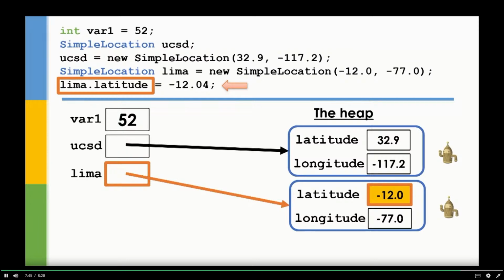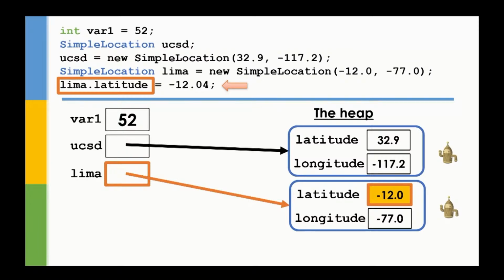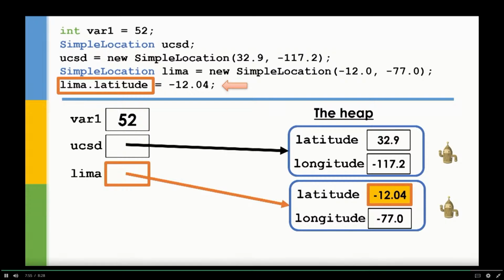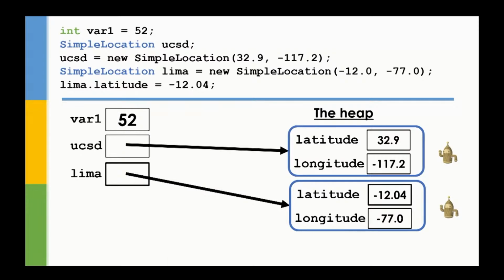So we go to the box for Lima, we follow the arrow, and then look in that object to find the variable latitude. We find it, and that's where that value, negative 12.04, is going to go. So we change the value of the variable latitude inside that object, and that's all there is for this code. And here we have the final memory model representing the state of all the variables and all the memory in this code when the code is finished running.